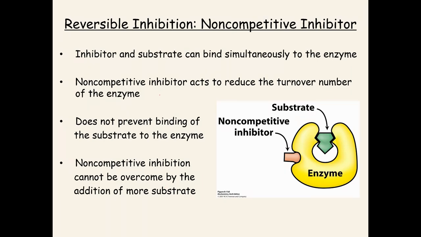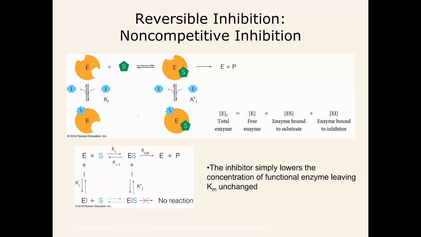Okay, non-competitive inhibitor is different. What that means is that the non-competitive inhibitor is going to bind at a different site. You see how this is on a different site of the enzyme. It does not prevent the binding of the substrate to the enzyme. If I come over to the next slide, let's take a look at this picture because I think it looks pretty good. Here's your enzyme. It has a site right here for the substrate, and then on a different site, it has a site for the inhibitor.